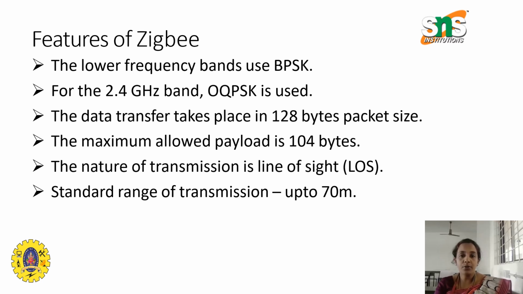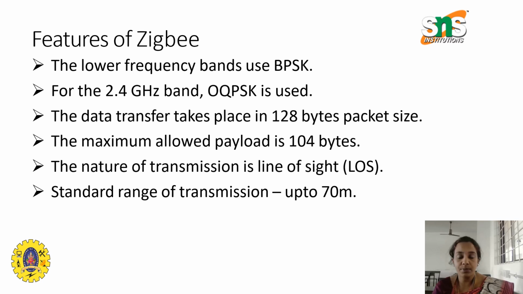The low frequency band uses binary phase shift keying. The encoding method used in the Zigbee protocol is binary phase shift keying. For the 2.4 GHz band, OQPSK is used. So we have different types of phase shift keying methods for different frequency ranges. For 2.4 GHz, OQPSK is being used.